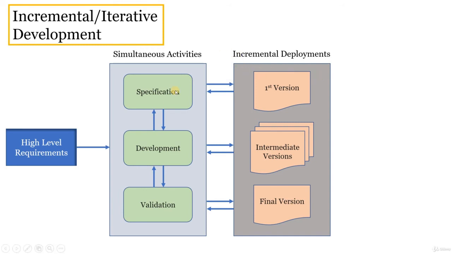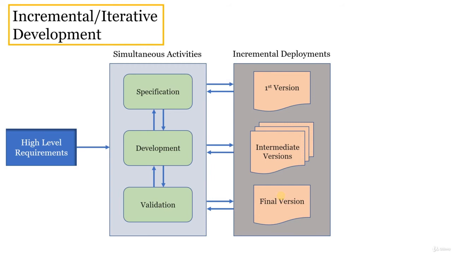This is the incremental development model. High-level requirements are first prepared, and then the specification, the development and the validation. The first version is developed, and the second and third versions are developed, and they are tested at the same time. And finally, the final version is worked upon, and is ready for the release.